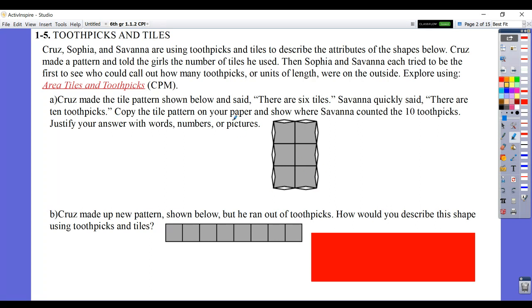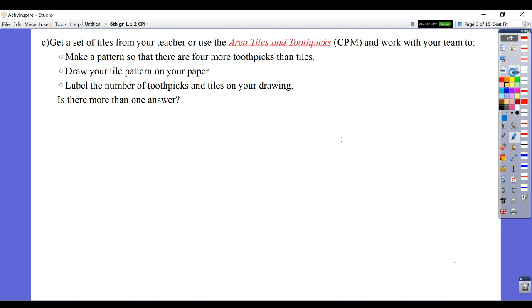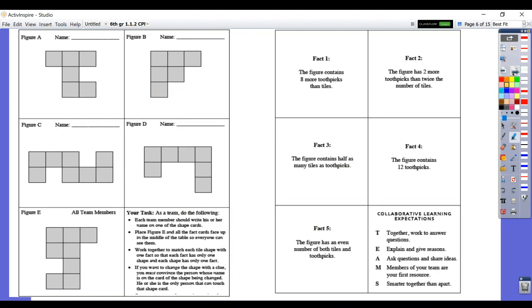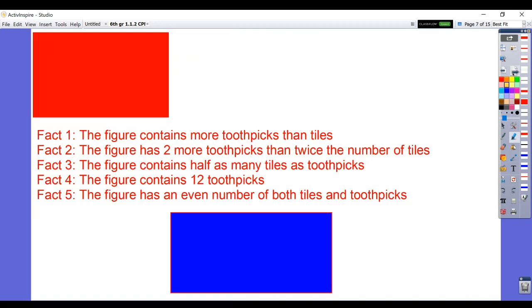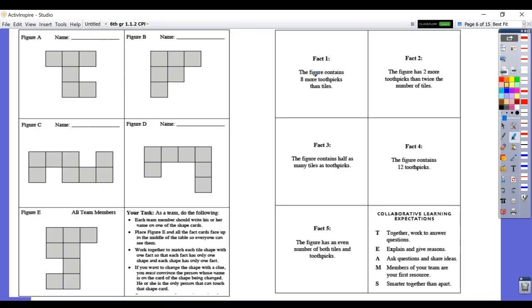They wanted you to make a copy of this and show where you see the 10 toothpicks, where you see the 6 tiles. Then, if you look at this new picture, how would you describe this shape in terms of toothpicks and tiles? In other words, how many toothpicks does it take to go around the outside edge here? How many tiles does it take to fill or create that shape? All right. Then you'd be doing some individual work and some teamwork on that. And then the last thing that they have you doing is looking at some figures that are drawn, as well as some facts about them, and trying to match them up.